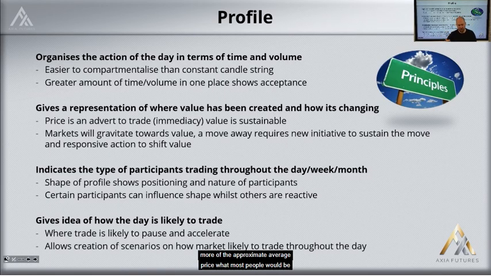Value is much more of the approximate average price, what most people would be willing to trade at. Because most people who buy a car for 10 times the price, realistically, are probably overpaid for something, or there's been a forcing of that payment.